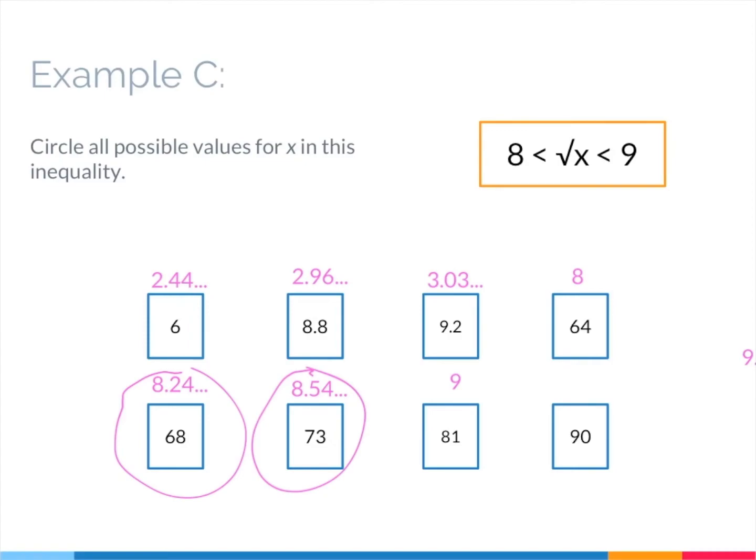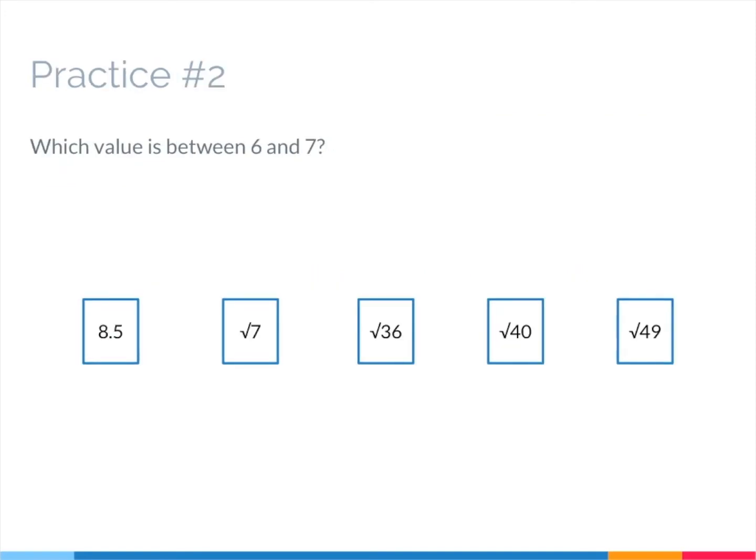And finally, we're going to type 90 in our calculator, hit that square root button, and we end up with 9.48, going on and on forever and ever, and that is not between 8 and 9. So we only have 2 correct answers. Make sure that your paper matches mine, and let's move on to another practice problem.